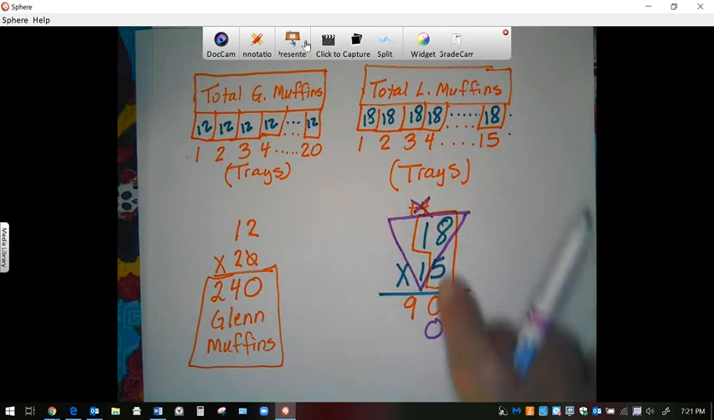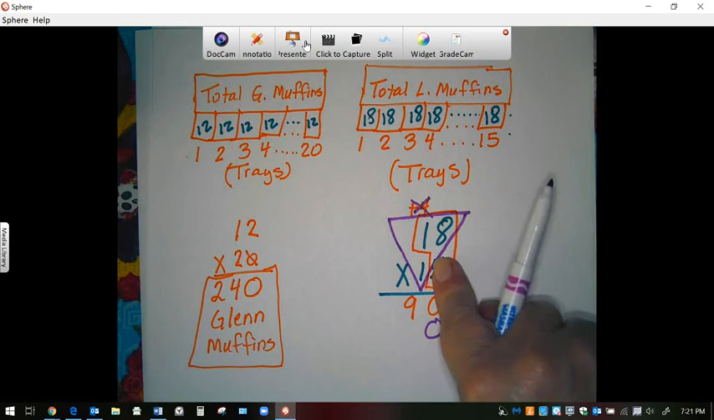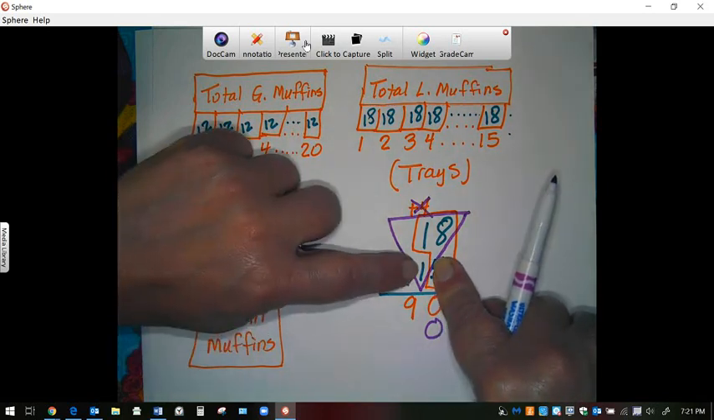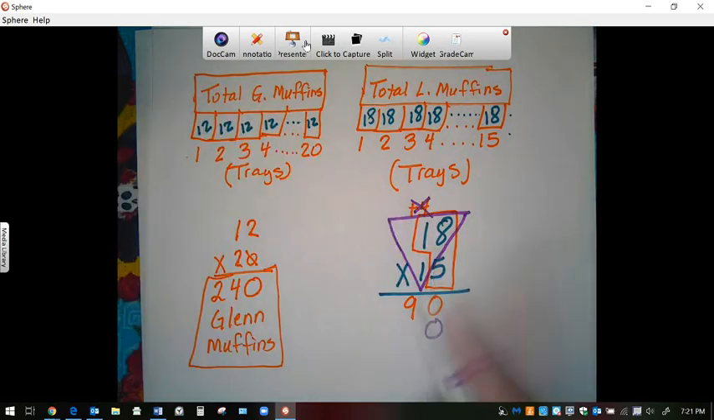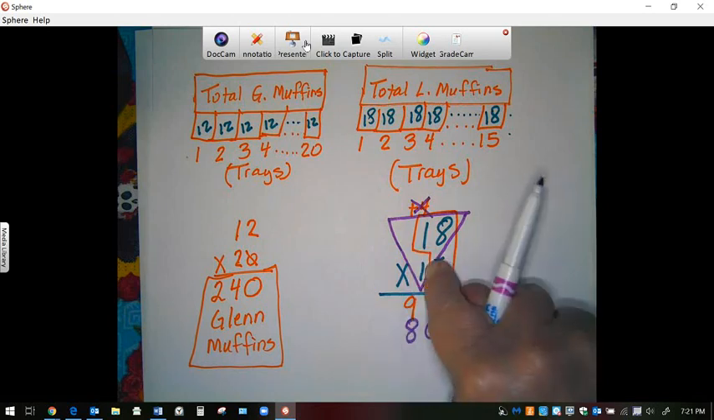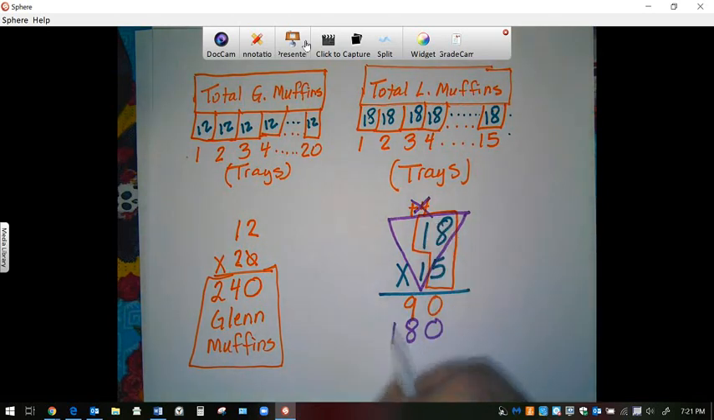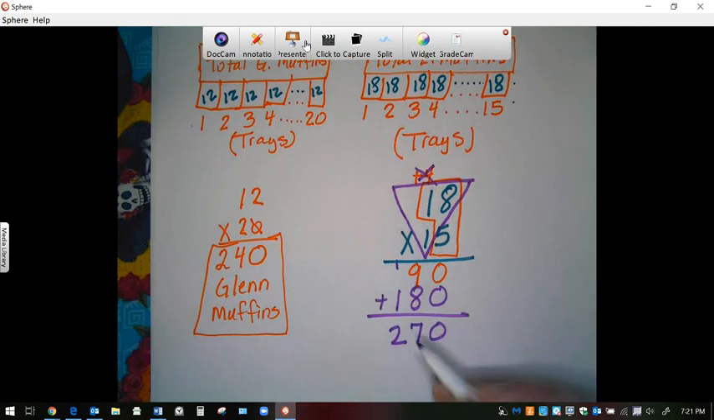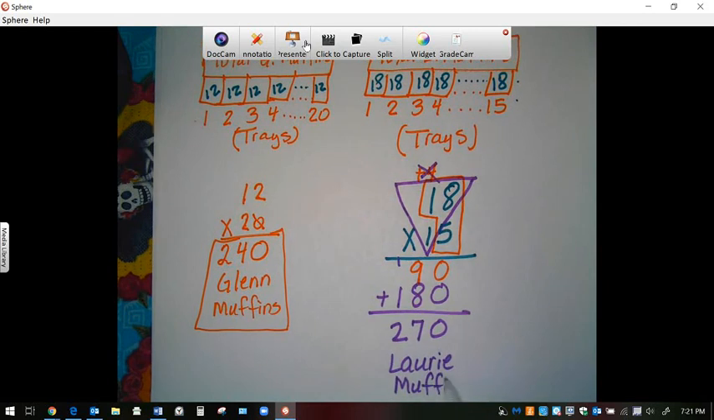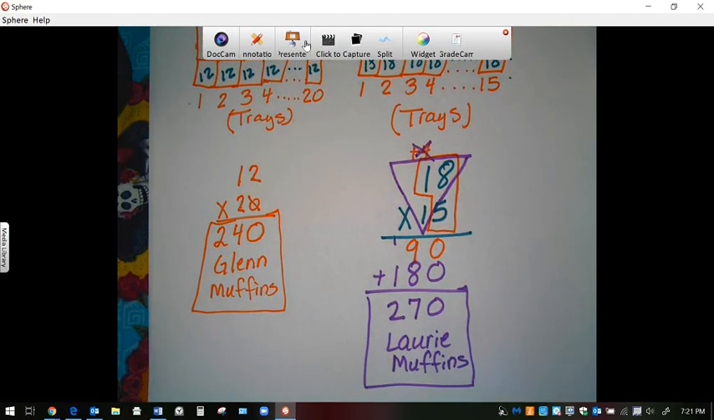So we're not looking inside the boot anymore. Now we're looking inside the pizza. 1 times 8 is 8. 1 times 1 is 1. We're going to add up our totals, and that's 270 of Lori's muffins. So Lori had 270 muffins, and Glenn had 240.